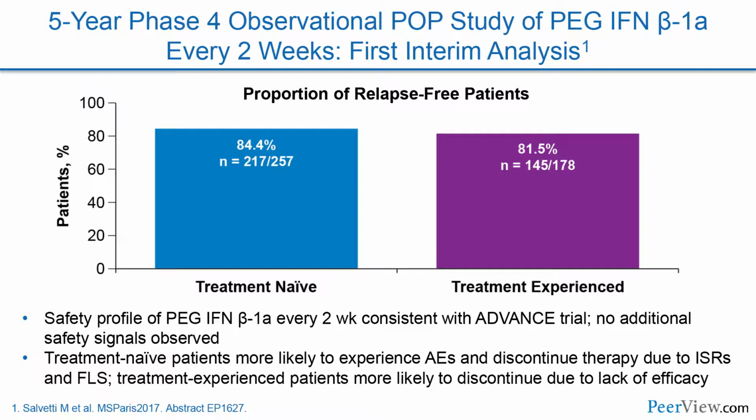The proportion of treated patients who were relapse-free was high. Treatment-naive patients were more likely to experience AEs and discontinue treatment due to injection site reactions and flu-like symptoms as compared to those who had more experience with the therapy. Treatment-experienced patients were more likely to discontinue treatment due to lack of efficacy. Moving on, let's discuss some new data on Glatiramer acetate.